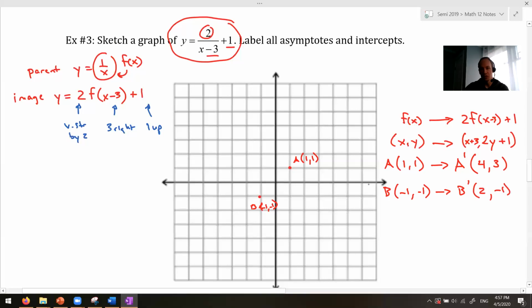So what I'm going to do here is I'm going to write down at 4, 3. I didn't actually write it, but we're assuming each square counts for one little grid mark. And then B prime is 2, -1, so it's going to be right here. Okay.